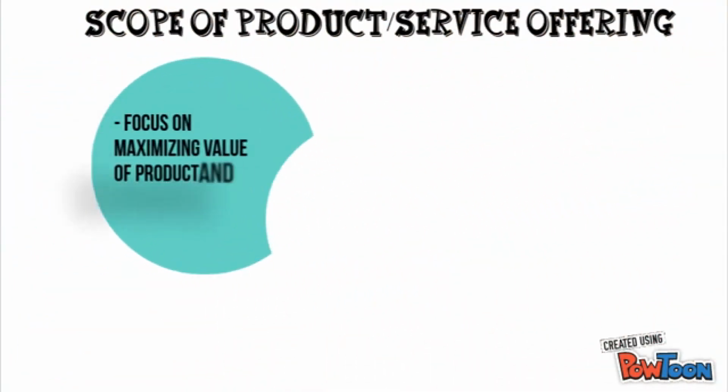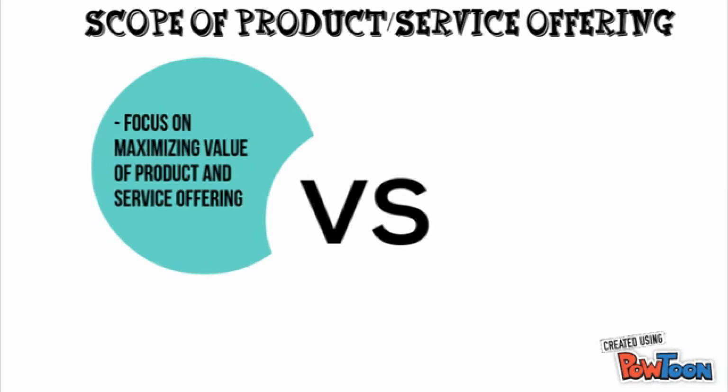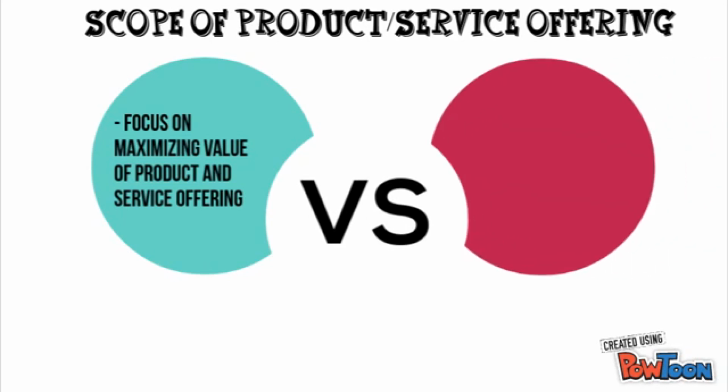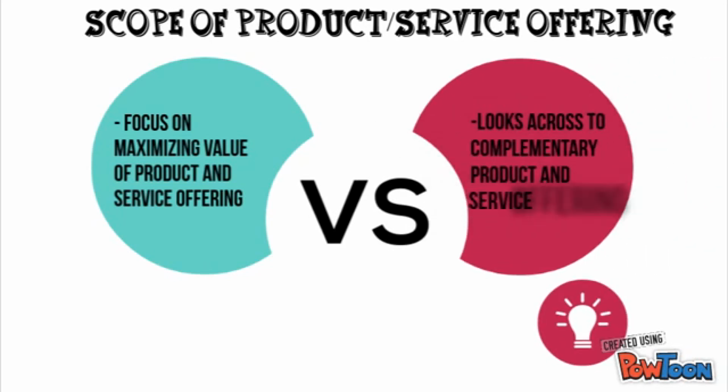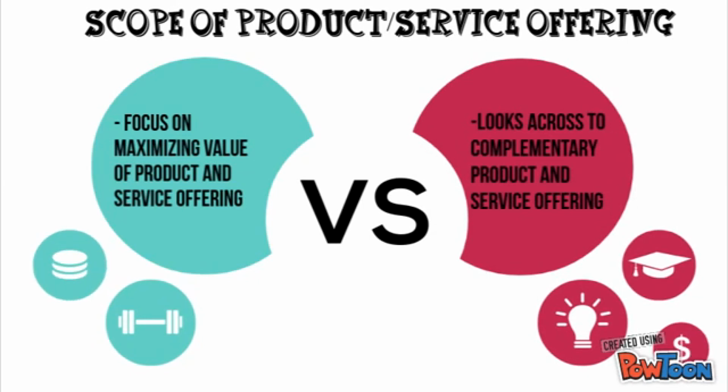Under the scope of product or service offering, competitor analysis focuses on maximizing the value of product and service offerings within the bounds of its industry, whereas Blue Ocean strategy looks across to complementary product and service offerings.